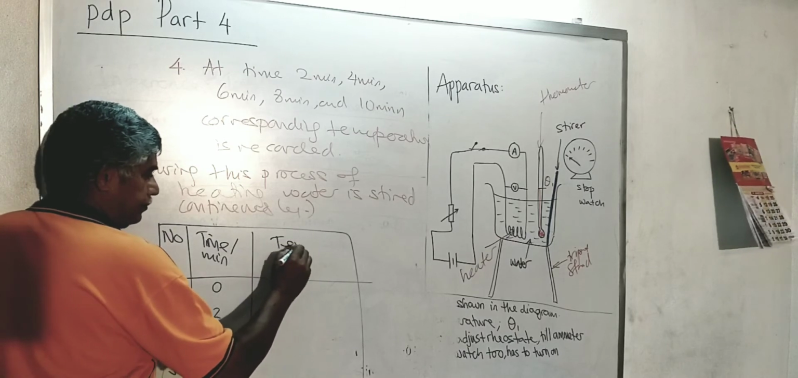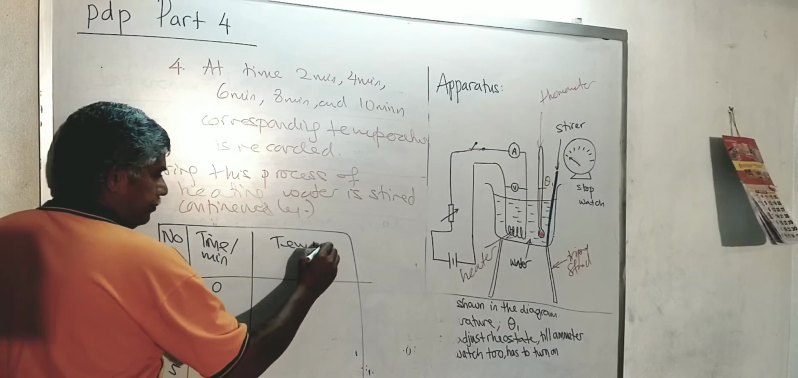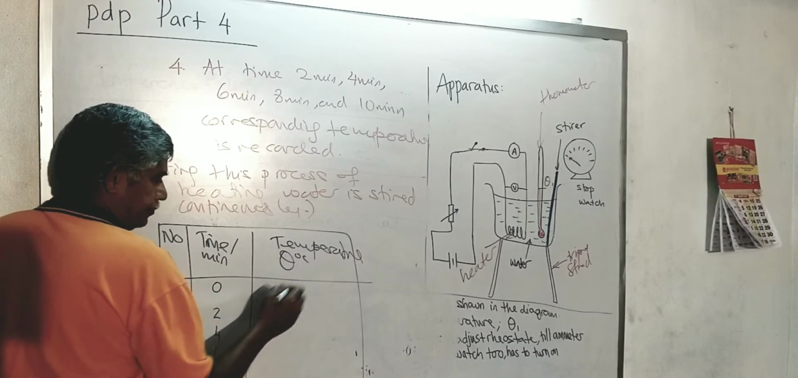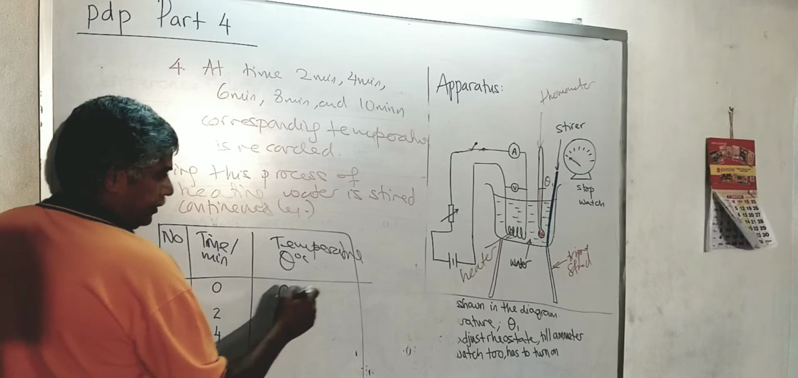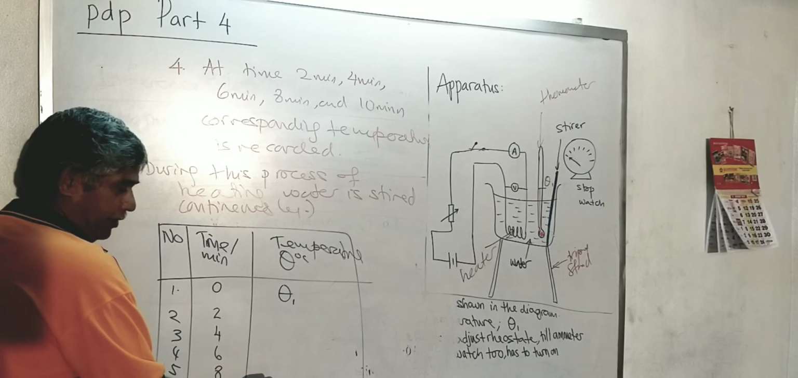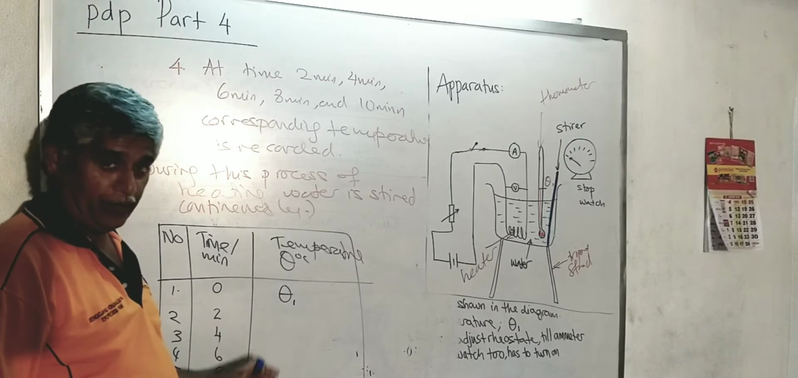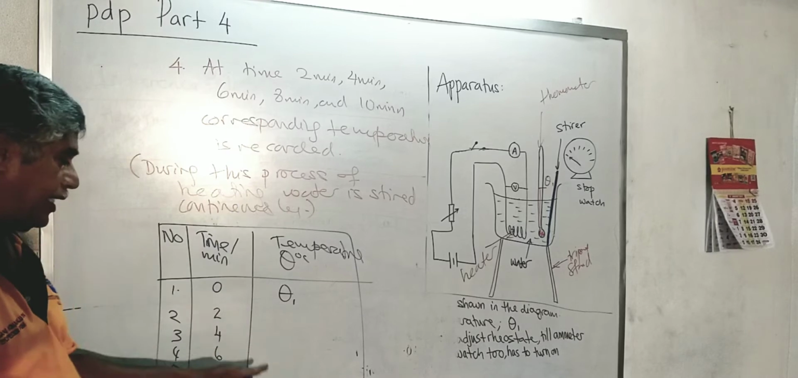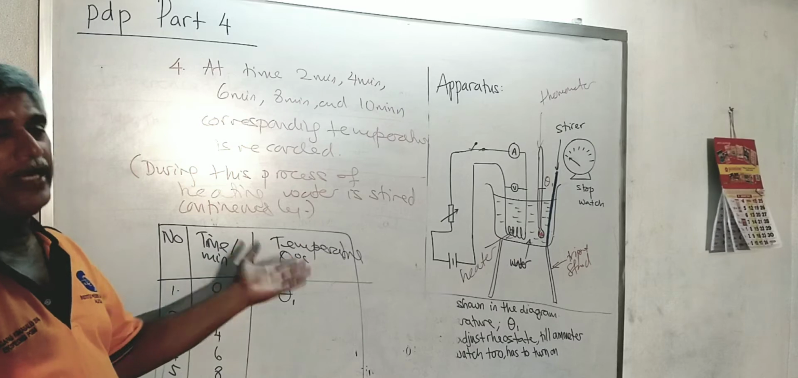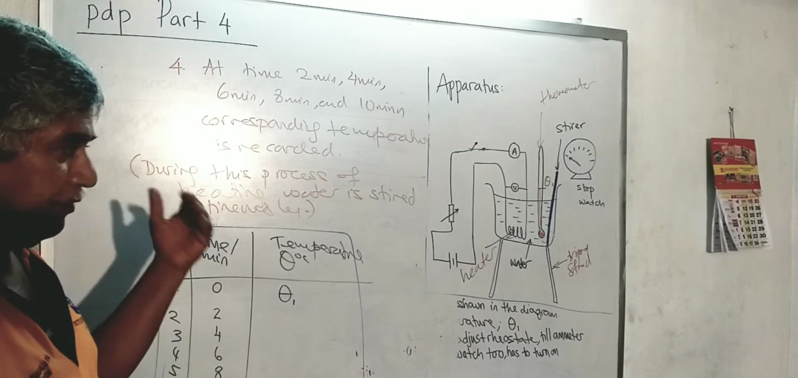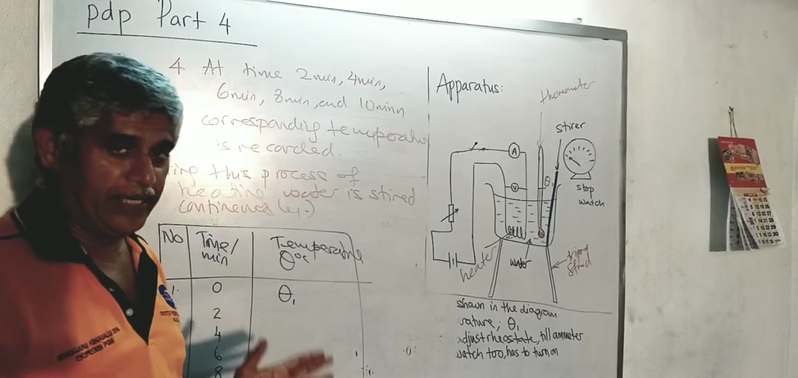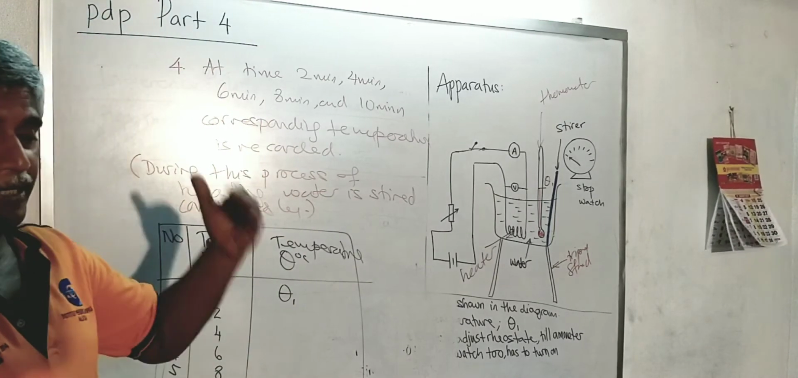And temperature, theta in degrees Celsius. Okay, so here just now you already said theta 1. That's your initial temperature. After that you don't need to write all this because you are going to record. So initial temperature, then after that you see the corresponding temperature for every 2 minutes. So it's quite a direct question now, right? Heating it up and then water is getting hot as the time goes, as the heat is being supplied.